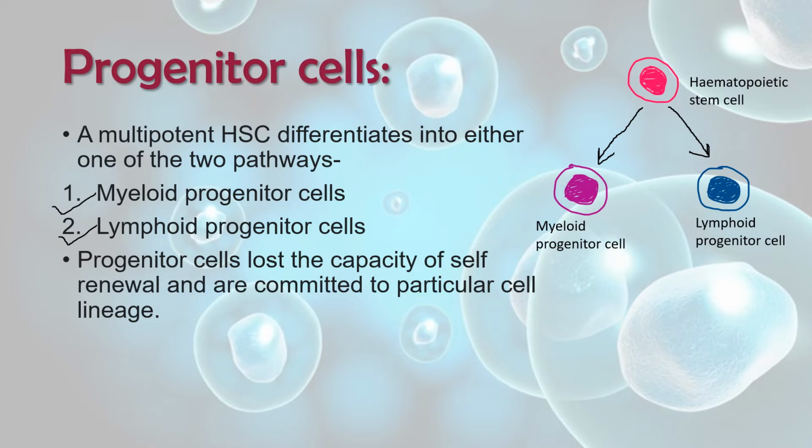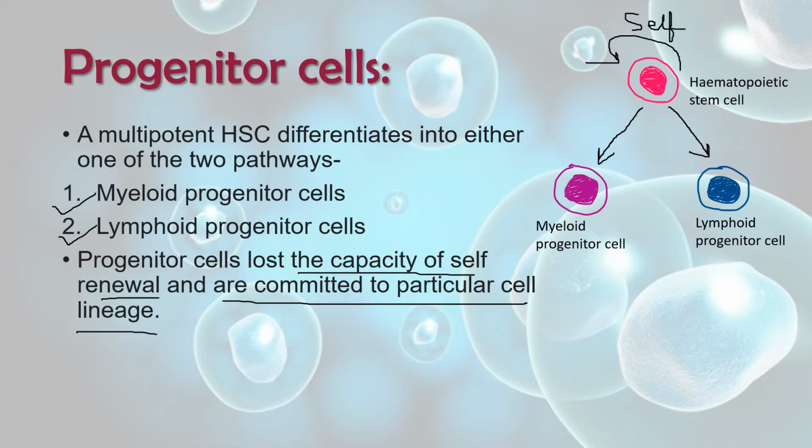The progenitor cells lose the capacity of self-renewal and are committed to a particular cell lineage. So the hematopoietic stem cell is self-renewing, but as soon as it is committed to a particular type of progenitor cell, it loses the capacity of self-renewing. The hematopoietic stem cell is self-renewable, but the myeloid progenitor cell and the lymphoid progenitor cell are not self-renewing.